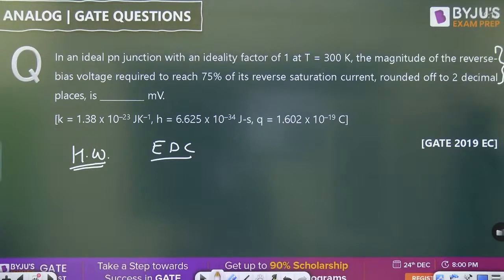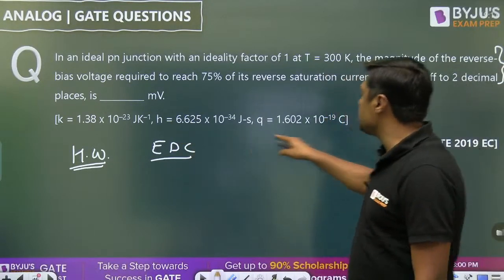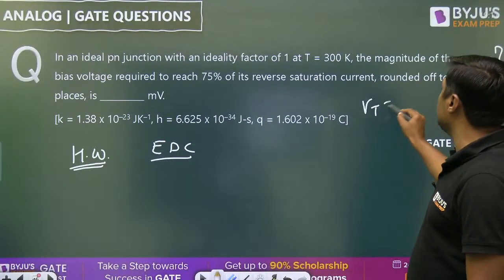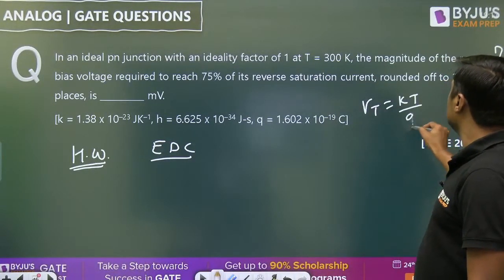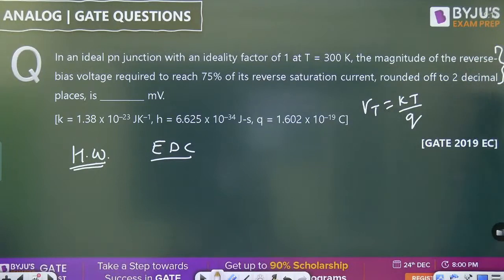Just write here 75% of its reverse saturation current. So directly apply the formula, you will get the answer. And the Boltzmann constant, everything is given. From this you can find the Vt. What is the Vt? kT by q.